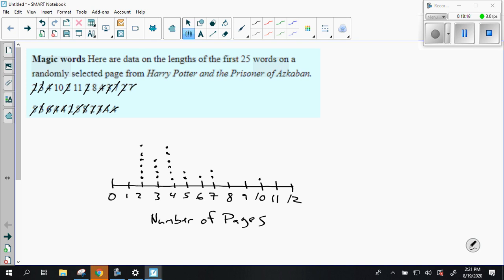Just for kicks, let's notice that it appears that this distribution is skewed to the right because the tail is off over to the right-hand side. It's just something that I'm noticing right off the bat. But there it is. We have constructed our dot plot.